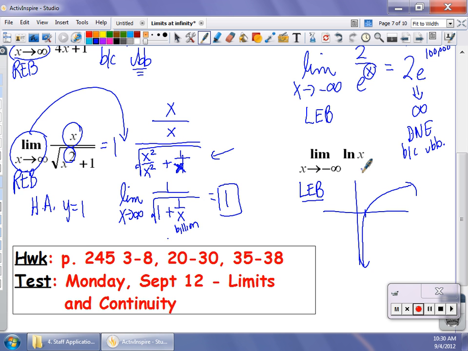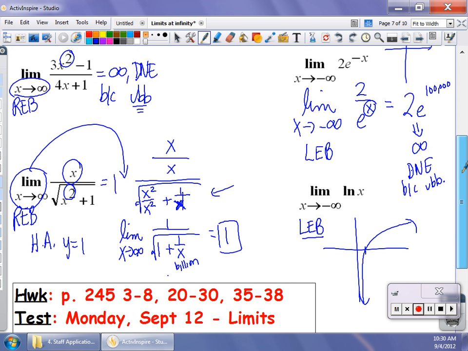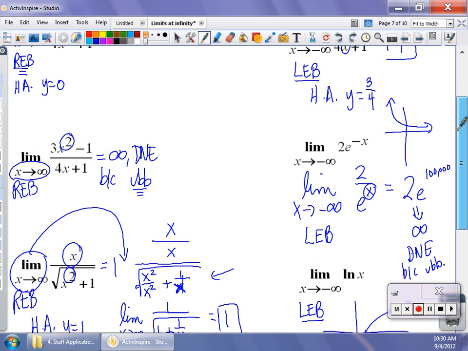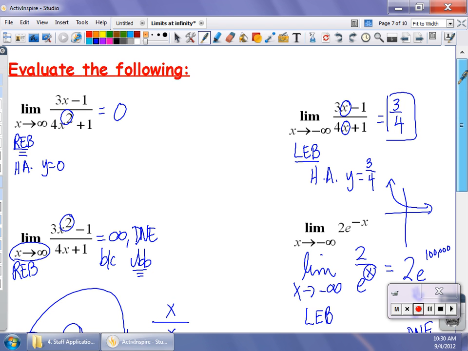Okay, hopefully this has been helpful to think about and consider limits at infinity, and we'll talk more about this in class.